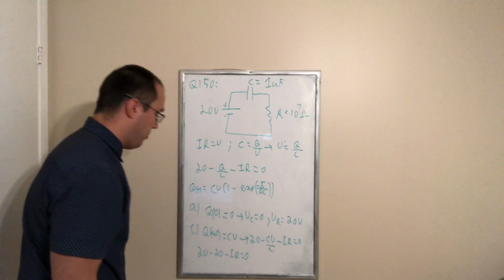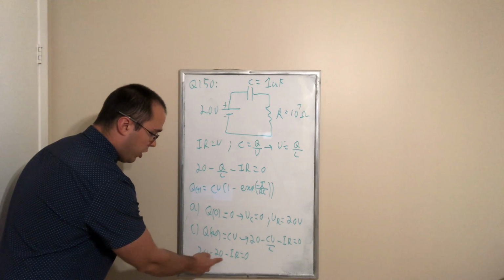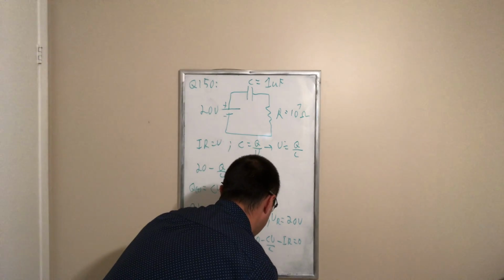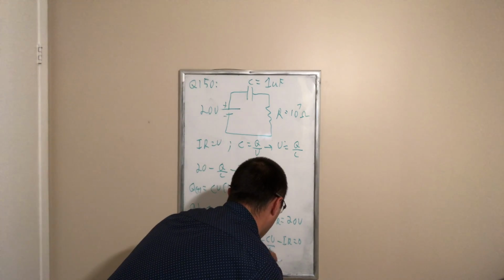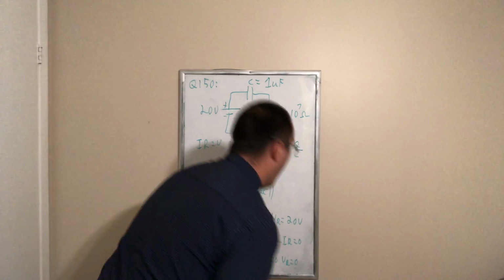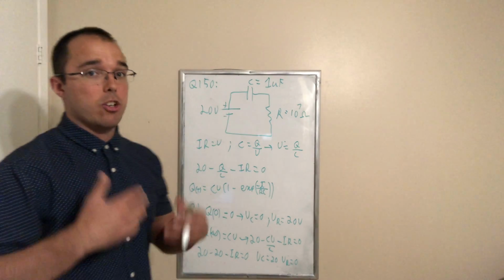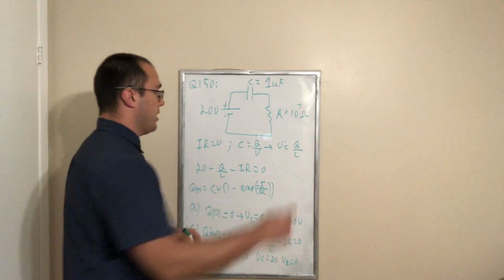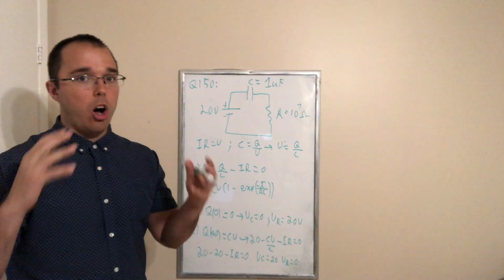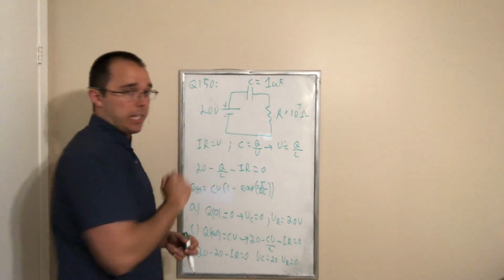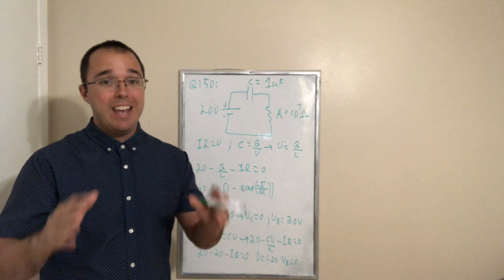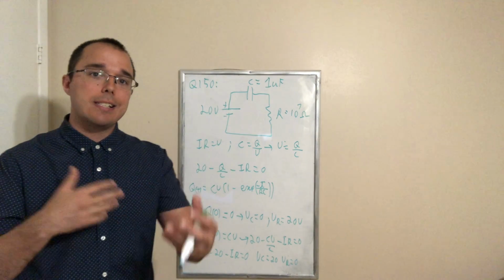Well, that's kind of obvious: VC, the voltage across the capacitor, is equal to 20 volts. VR is equal to 0. After a very long time, there's no current, meaning there's no voltage drop on the resistor. All the voltage drop is across the capacitor in this case. All right, now let's go to part B because it's slightly different.